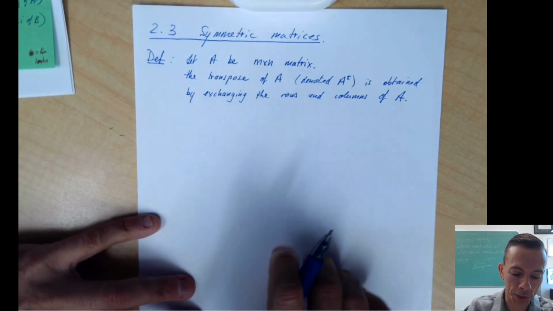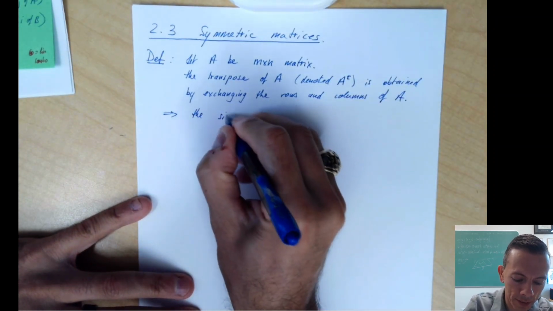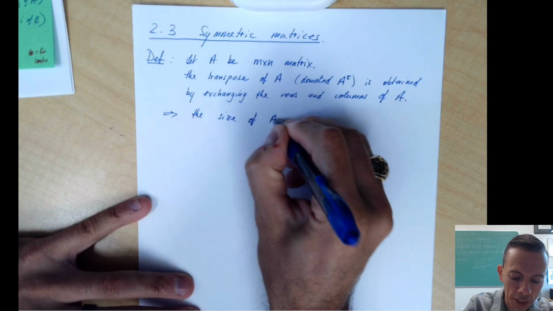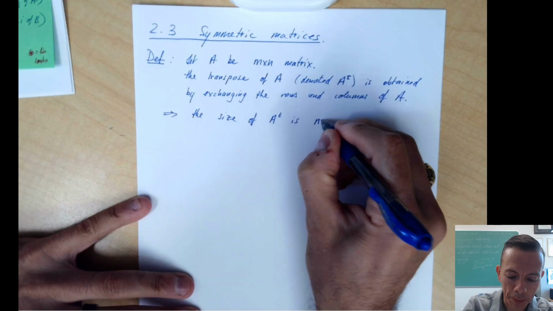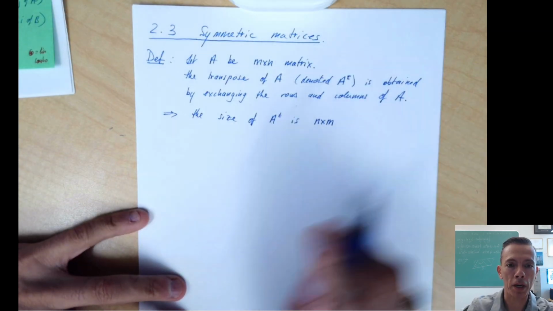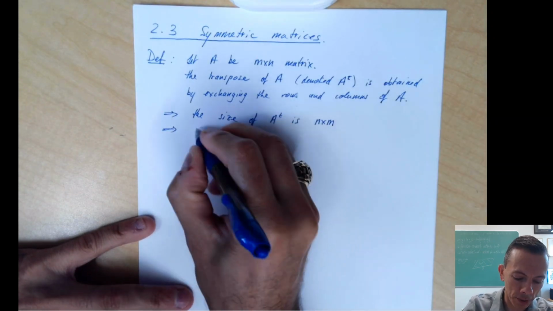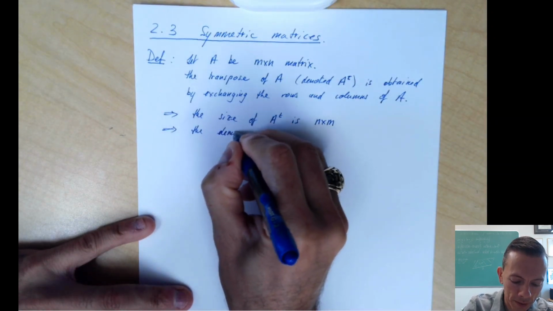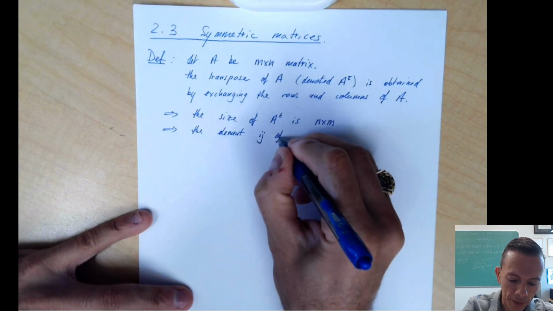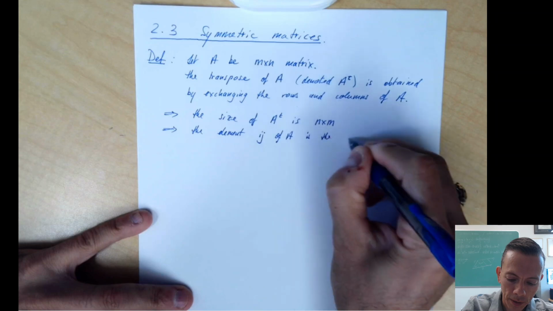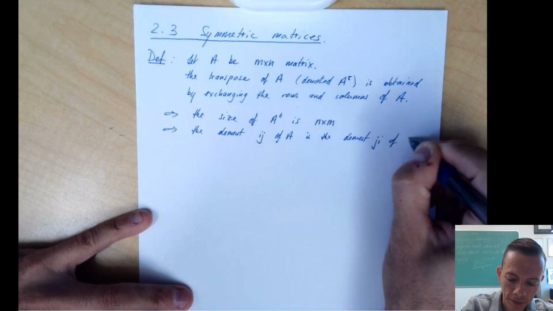Okay, so that is going to change a few things. It changes the size, so the size of A transpose is not m by n, but n by m, since the rows become columns and vice versa. And the elements are all going to be different also. So the element ij of A becomes the element ji of A transpose.